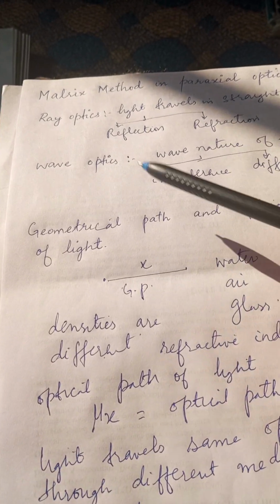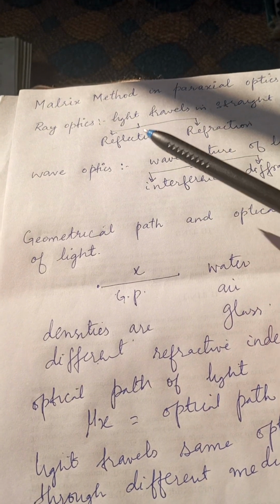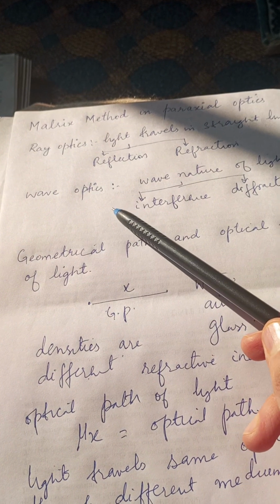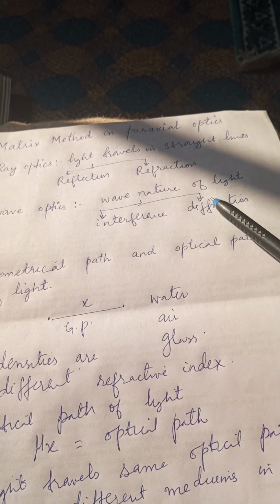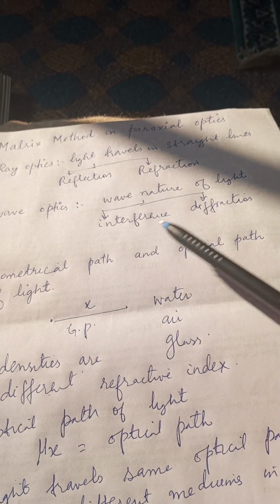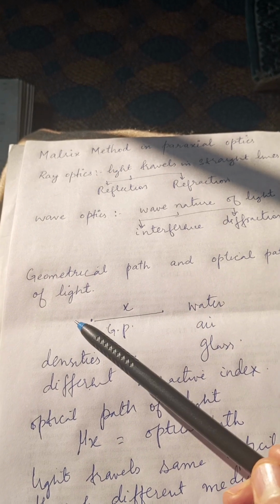Now you remember what is ray optics. Here we consider that light travels in straight lines. We study such phenomena as reflection and refraction. Then we consider wave optics when we start considering the bending of light or wave nature of light. Here we study the phenomena of interference and diffraction. Then I have told you something about geometric path and optical path.